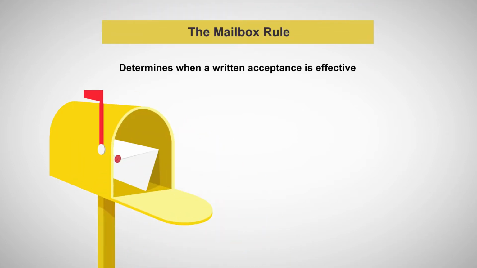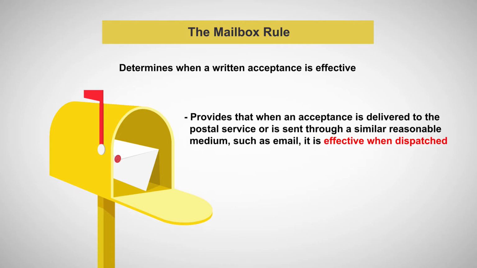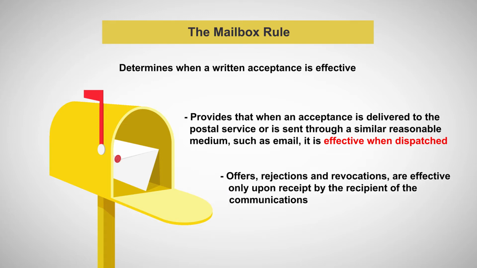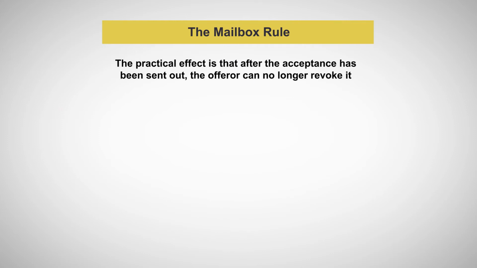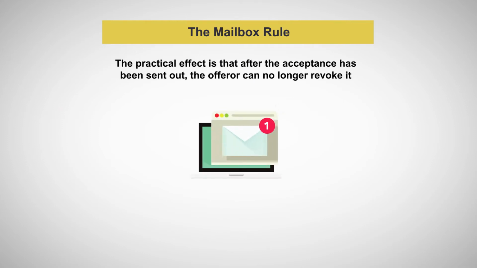Finally, let's look at the Mailbox Rule. The Mailbox Rule determines when a written acceptance is effective. The Mailbox Rule provides that when an acceptance is delivered to the Postal Service or is sent through a similar reasonable medium, such as email, it's effective when dispatched. Other communications that are involved in contract formation, such as offers, rejections, and revocations, are effective only upon receipt by the recipient of the communication. The practical effect of this is that after the acceptance has been sent out, the offeror can no longer revoke it.